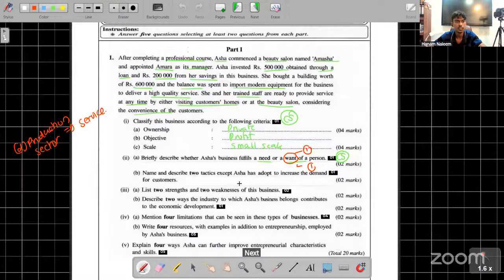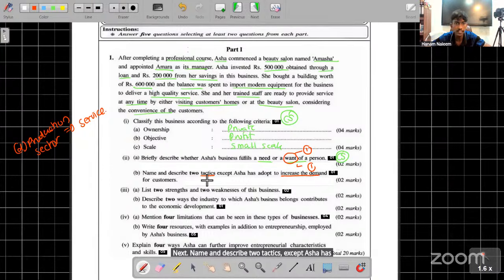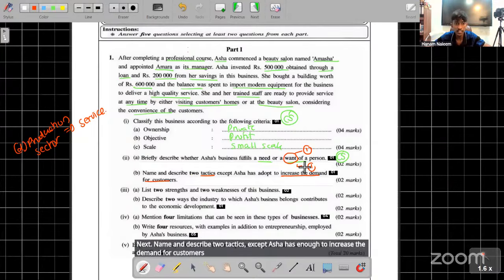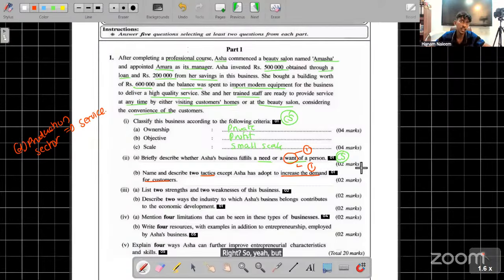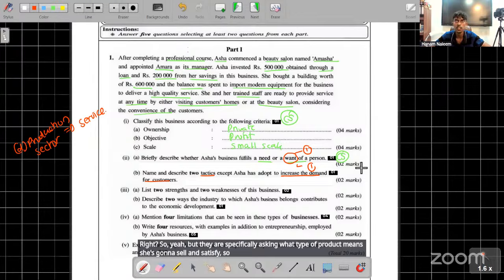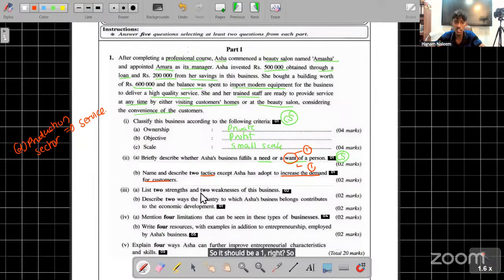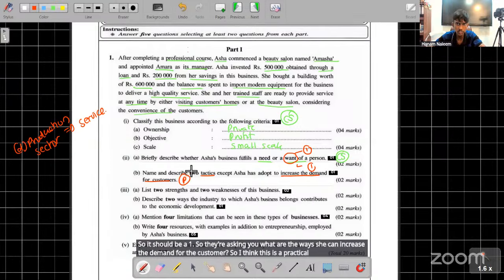Next, name and describe two tactics Asha has adapted to increase the demand from customers. They are specifically asking what type of product she is going to sell and satisfy. So you can't say need. It should be a basic product. Always, if it is a product, it's a want only, because the business creates that product. So they're asking what are the ways she can increase the demand from the customer. I think this is a practical question, because it's not from the case study.